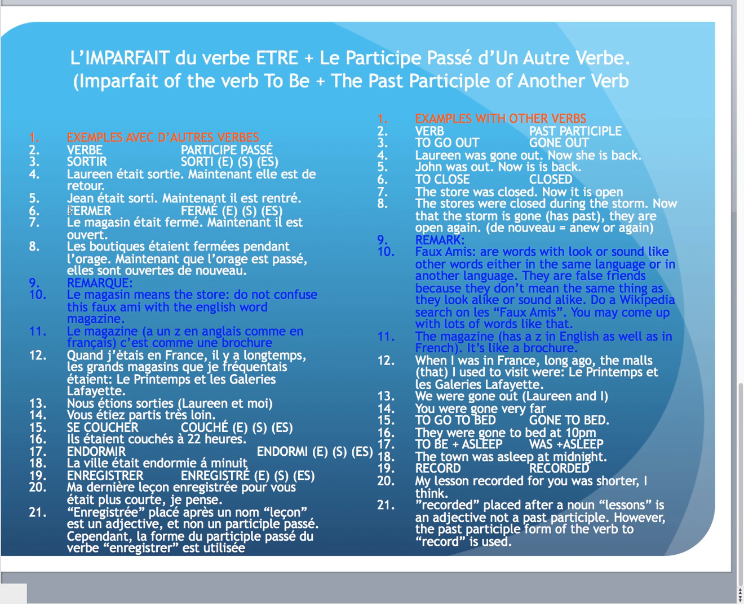So we're going to line 6 and we see fermé, meaning to close. The verb to close. Its past participle form is fermé, E accent aigu, but then you will add an E at the end, E, or S, or ES. Okay. Le magasin était fermé, maintenant il est ouvert. The store was closed, now it is open.